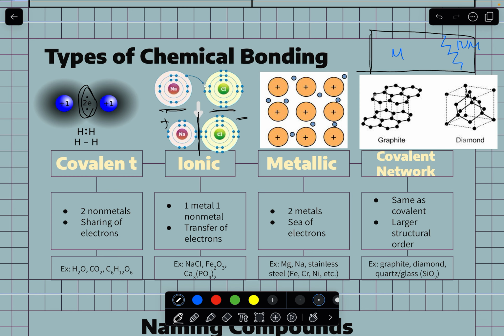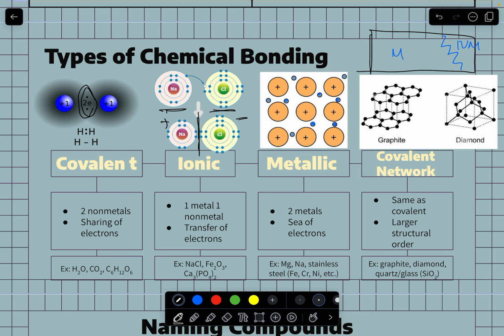Okay. And the third type, metallic, is what it sounds like. It's between 2 metals. So we're only on the left side of the periodic table. And this is what we call a sea of electrons, right? So in the image, you can see those blue dots. Those are our electrons, right? So all these electrons, they aren't attached to a single atom. They're kind of floating in that white space.